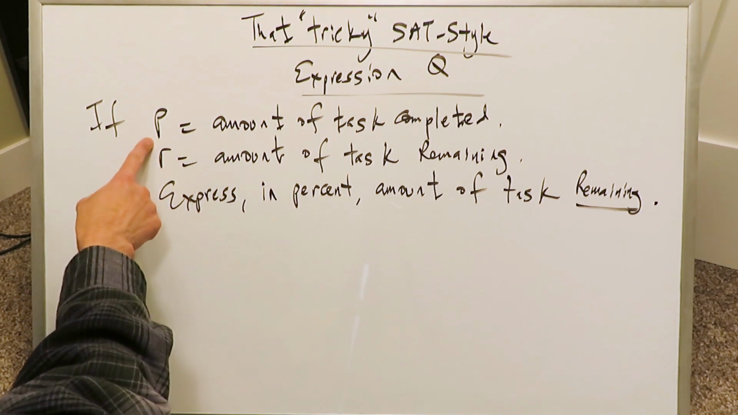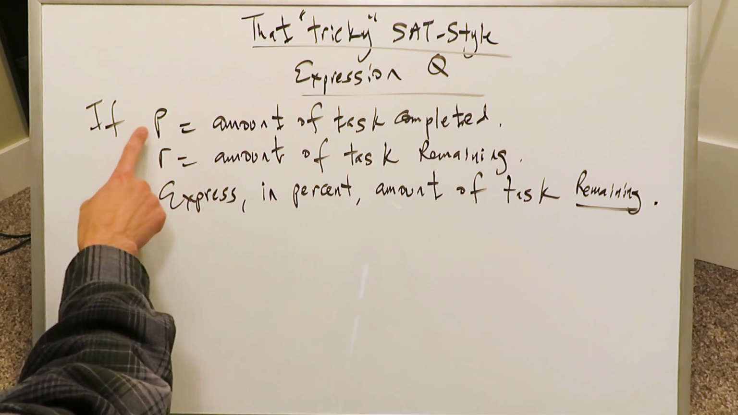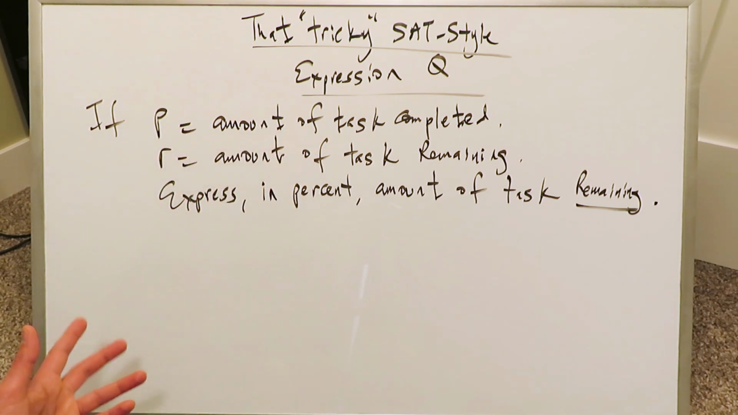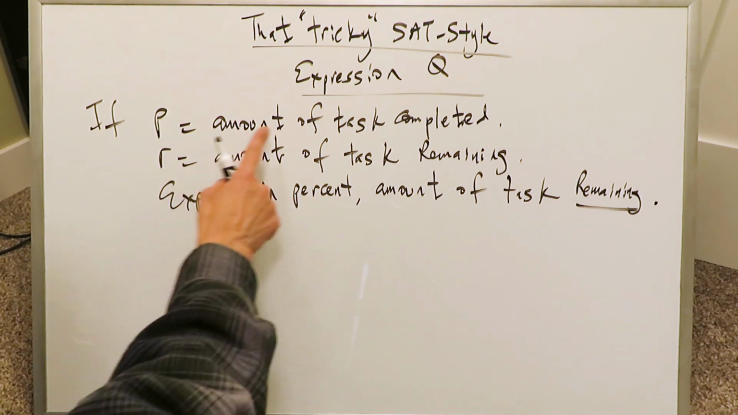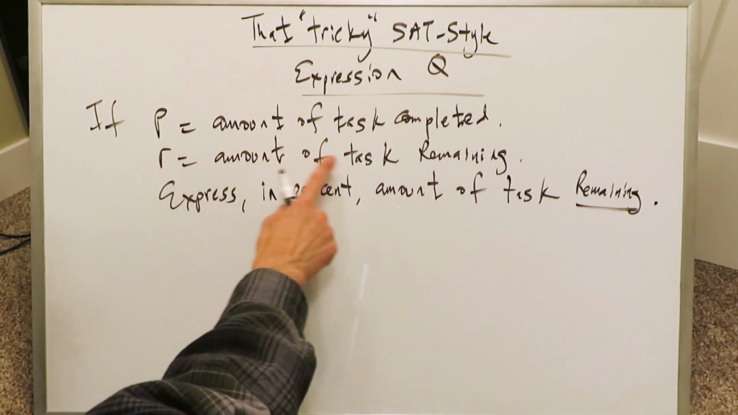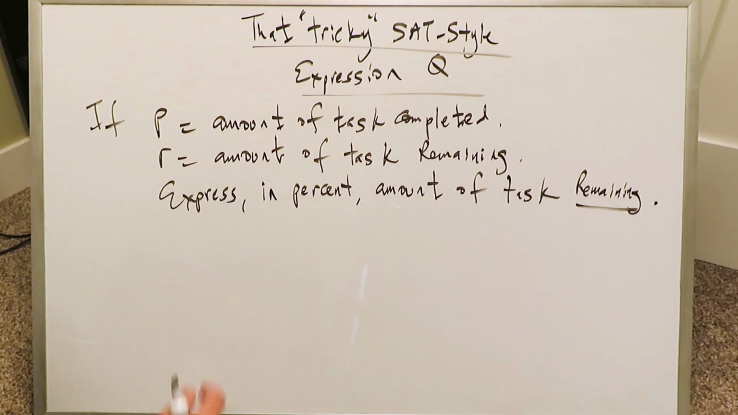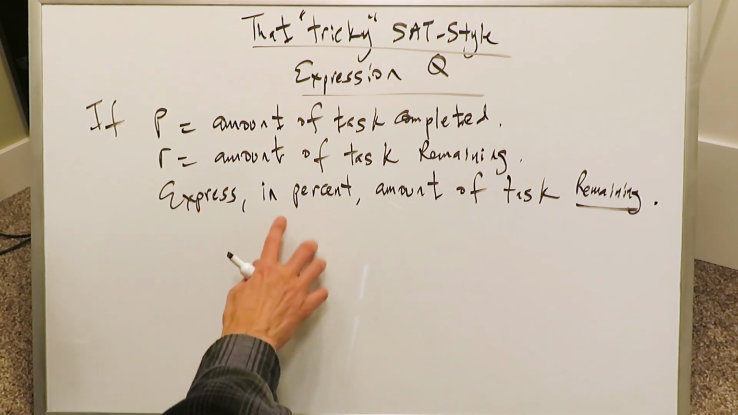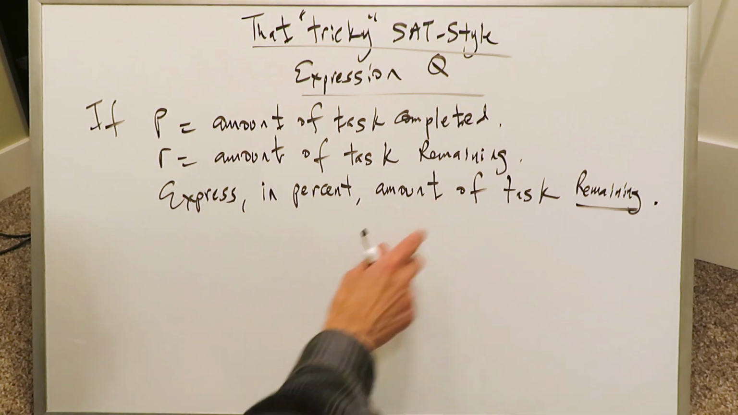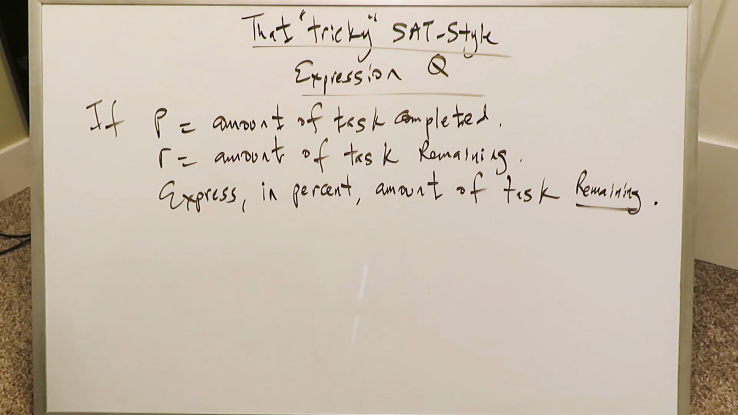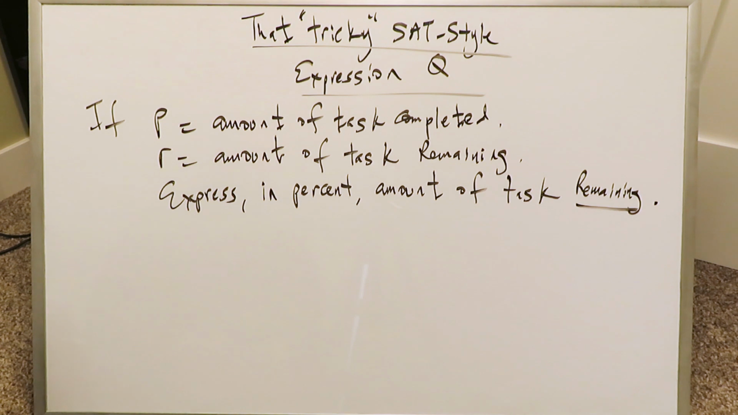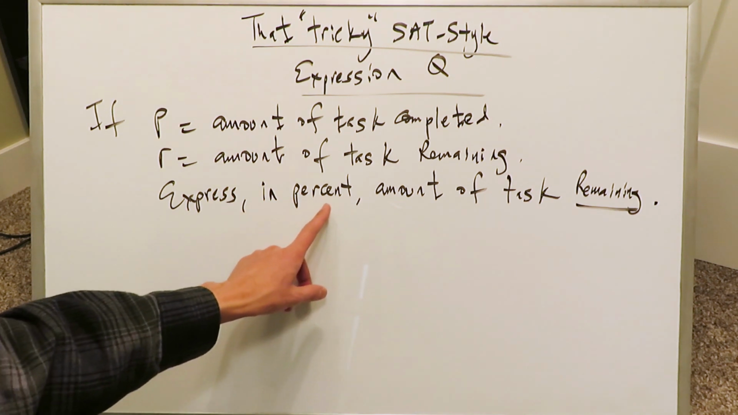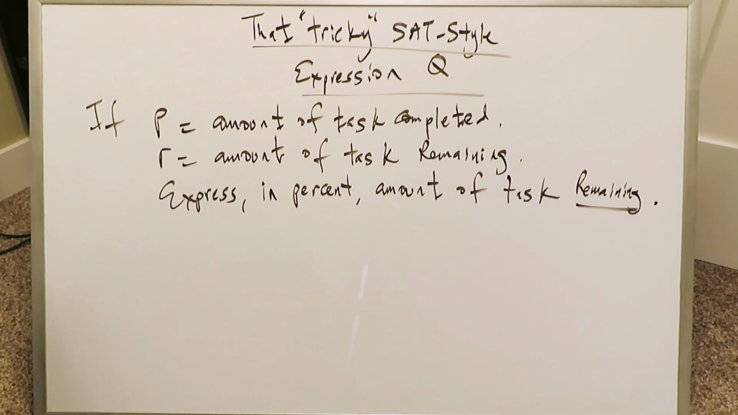If P, you could have used any letters, but if P equals the amount of task completed, R equals the amount of task remaining, we have to express in an expression with percent the amount of task remaining. So we're talking here with regards to an expression which will demonstrate the percentage of the task that remains. That's why I've written here in percent, the percentage of the task that remains.